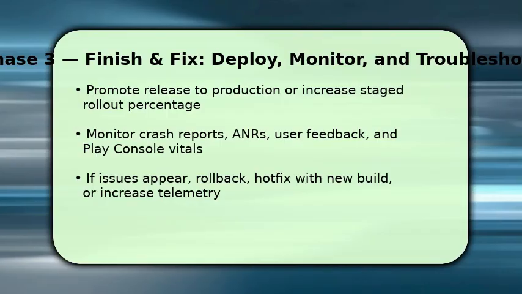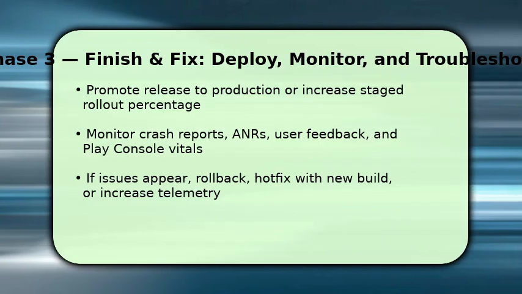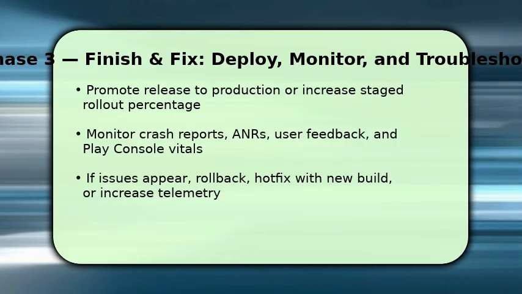You finish by promoting the release to production or by incrementally increasing the staged rollout percentage. This reduces blast radius and gives you breathing room. After deployment, actively monitor crash reports, ANR, vitals, and user feedback in Play Console so you spot regressions quickly.